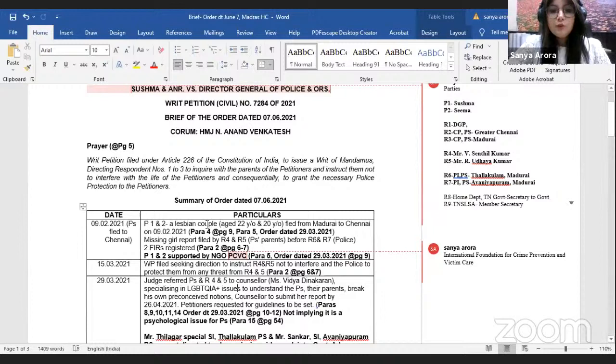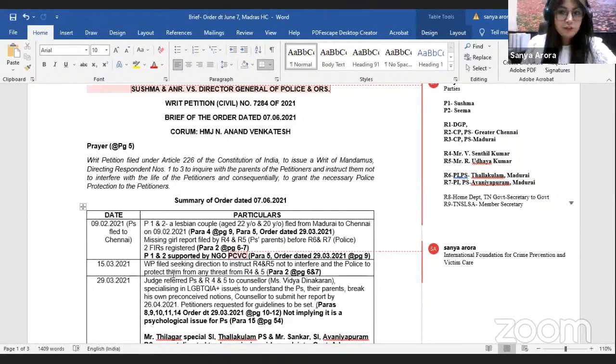So if you just go through this particular column, you'll be able to understand the facts of the case in a very brief manner. And you'll also be able to locate them in your file. Now, after that, I go to 15th March 2021, which was the date when this petition was filed. Now, you will think that this particular date is not mentioned in the order. That is because I took the number of the order.